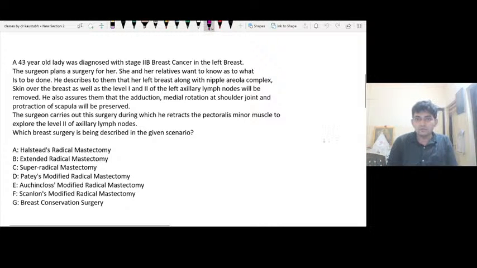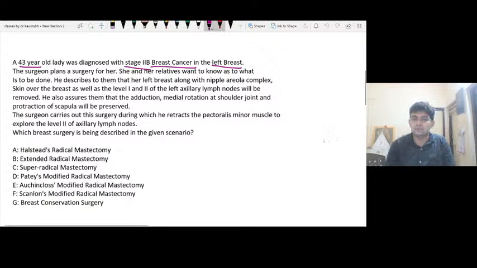Okay. So now what this MCQ says. This MCQ has a very big question, a clinical scenario. So what you need to do is you need to pick up important points from this given MCQ. Okay, so what you are basically having is there is a 43-year-old lady who has stage 3B breast cancer in the left breast. Okay, then she says that the surgeon plans a surgery for her, and her relatives as well as the patient wants to know what is to be done in the surgery.